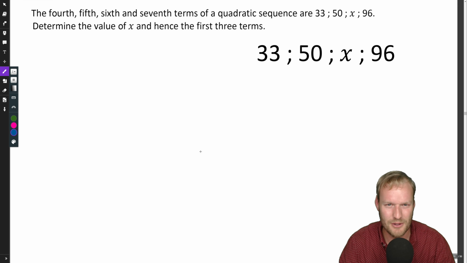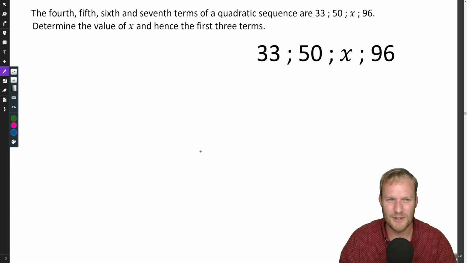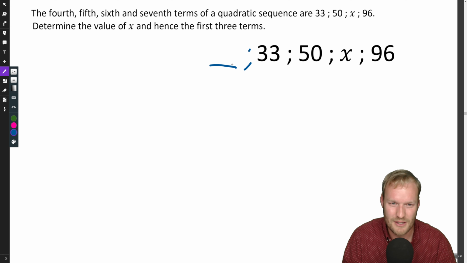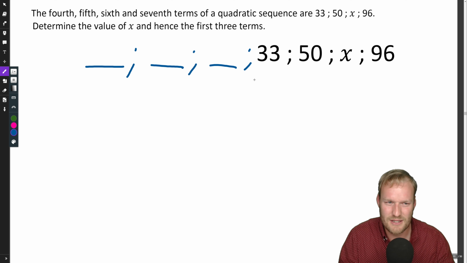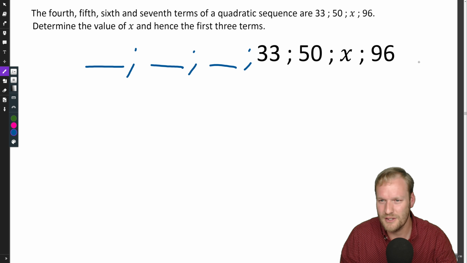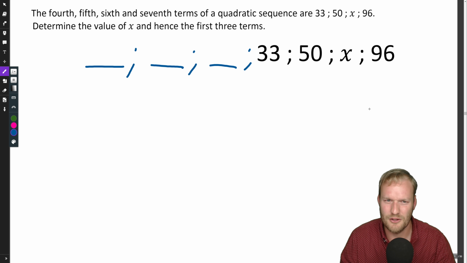Our last example here, grade 12/11s, because it's quadratic sequences in our little revision, is that we're given the 4th, 5th, 6th, and 7th terms, respectively, those ones there. And I've written them there on the right because I just want to leave a gap for the first 3 terms just to place ourselves. 1st, 2nd, 3rd, 4th, 5th, 6th, 7th. If it was the 40th term, obviously I wouldn't put the first 39 there.